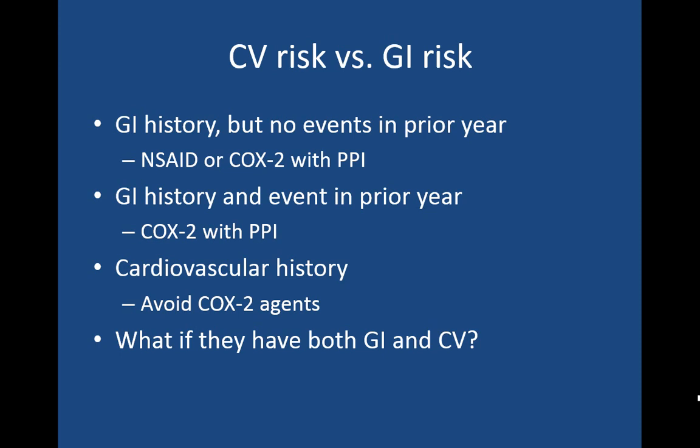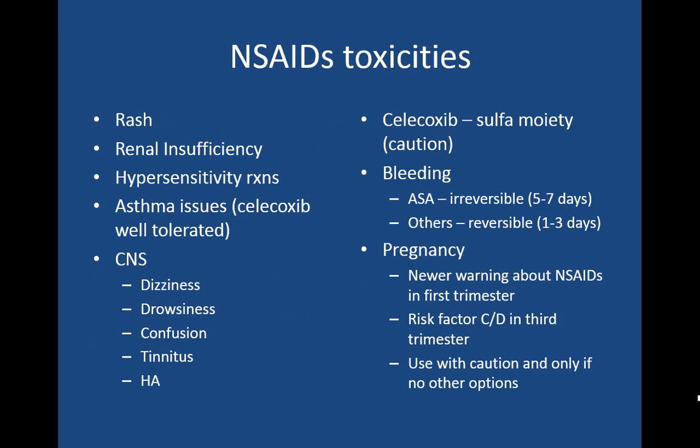So if they have both, then you kind of have to decide what's my best option. If they have both increased cardiovascular risk and an increased GI bleeding risk, we should probably just put them out to pasture. No, I'm kidding. Don't do that, right? There are other options. We'll talk about those really quickly, going through this.